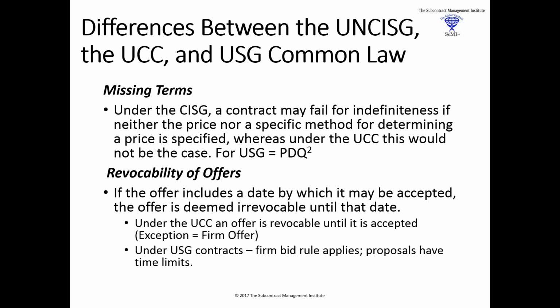Revocability of offers. If there is a date by which it must be accepted, the offer is deemed irrevocable under the CISG. Under the UCC, until it's accepted, you can revoke an offer. There's some complicated provisions about creating a firm offer, but typically under the UCC, it's revocable. Under the government contract, you've got the firm bid rule under Part 14 types, but even in proposals, we'll have time limits. Now, they can be revoked prior to award under the government, but it becomes a little trickier in the process.